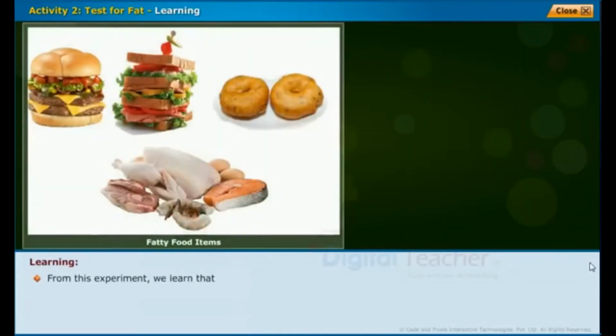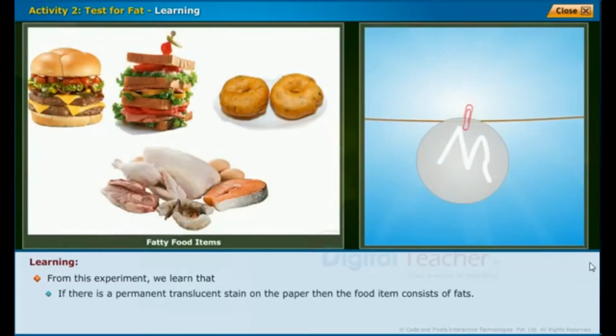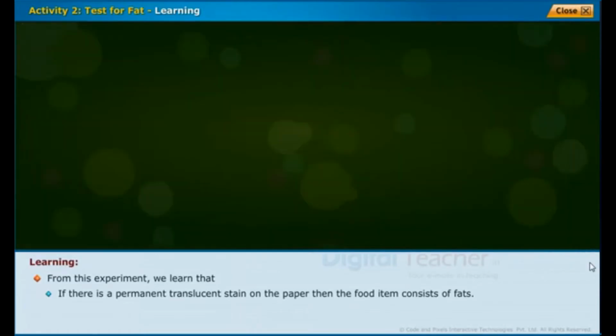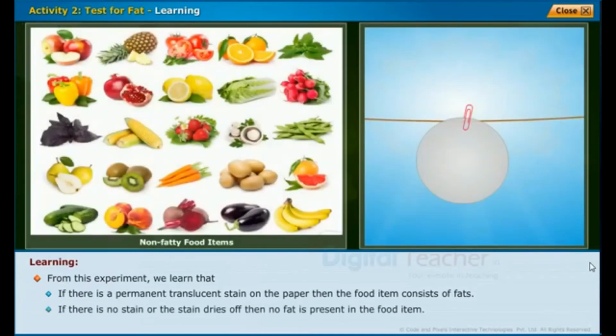From this experiment, we learned that if there is a permanent translucent stain on the paper, then the food item consists of fats. If there is no stain or the stain dries off, then no fat is present in the food item.